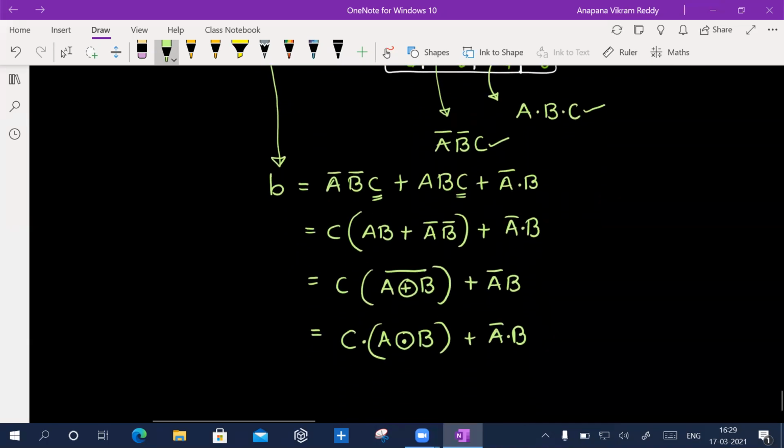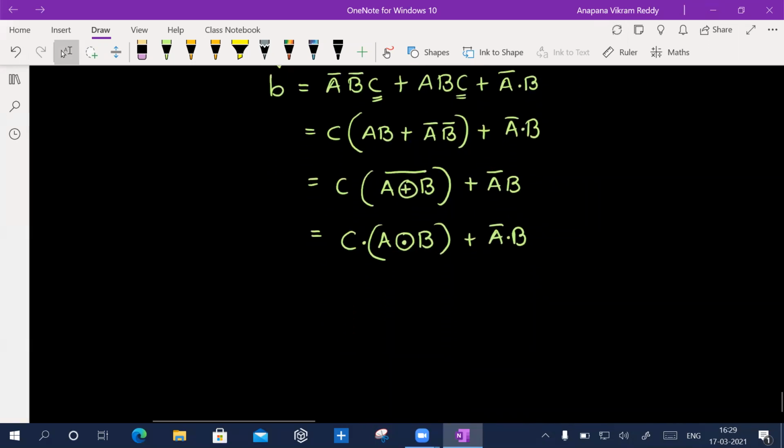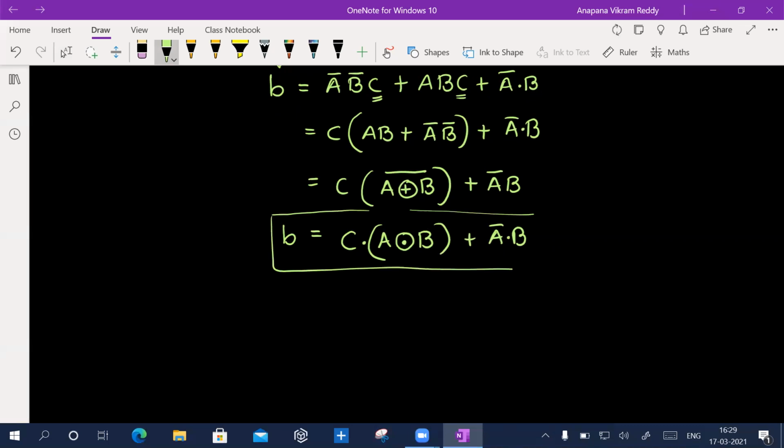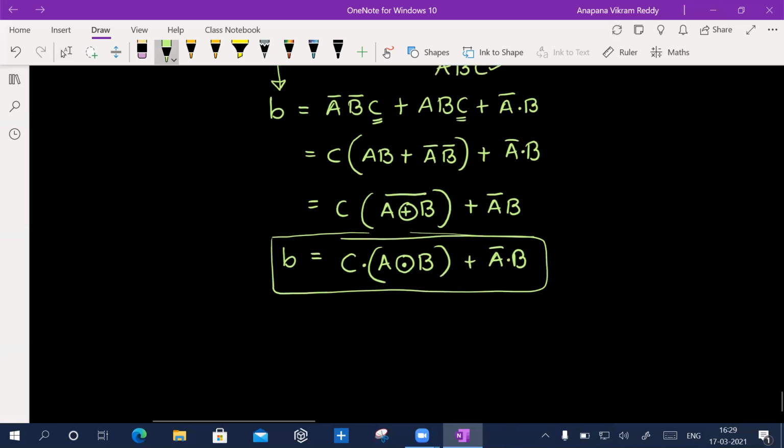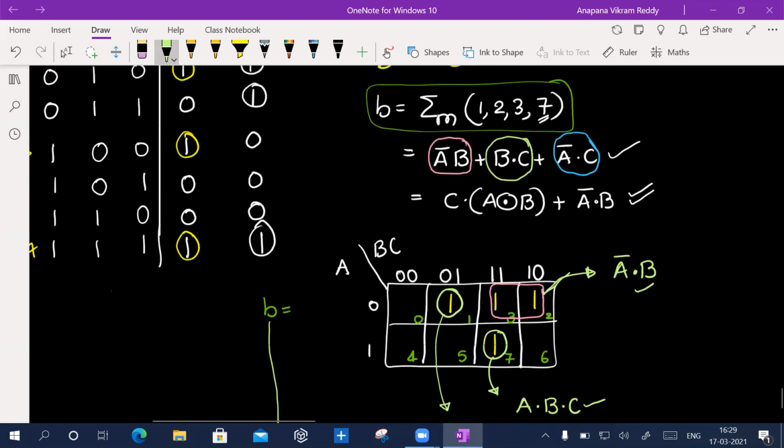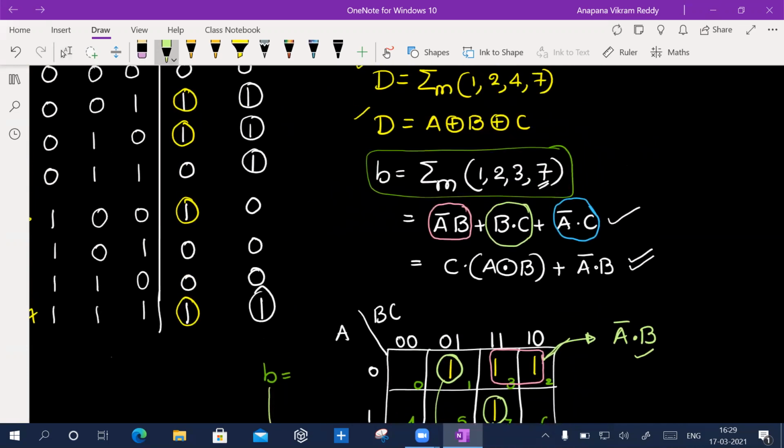So we're done with this. Therefore, I can represent this borrow this way happily. So this guy is my borrow. And I'm crystal clear with my difference output. My difference output D is equal to exclusive OR operation among the inputs A, B, C.